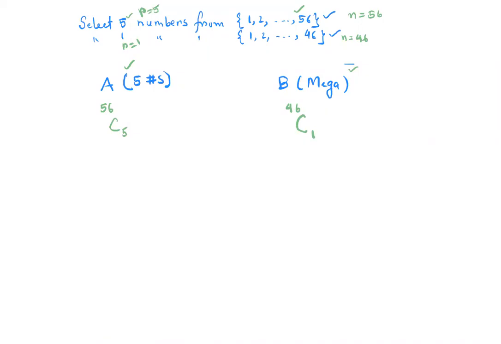So event A can happen in this many ways. Event B can happen in this many ways. Fundamental counting principle: together, they can happen in this many ways, this times this many ways. Now you have to do the calculation. So I'm actually going to do the calculation here so that you guys get a feel for it.